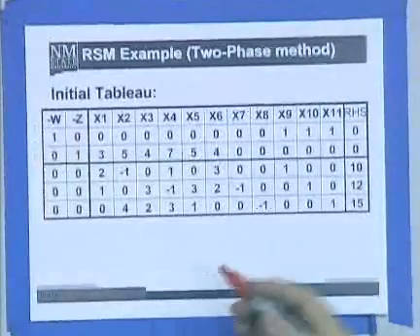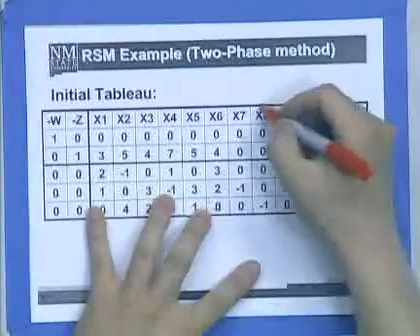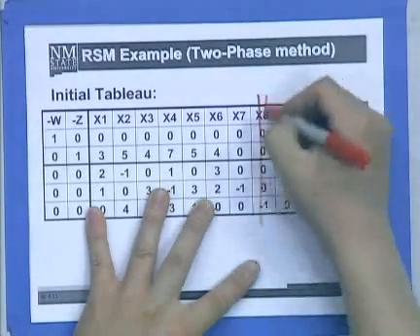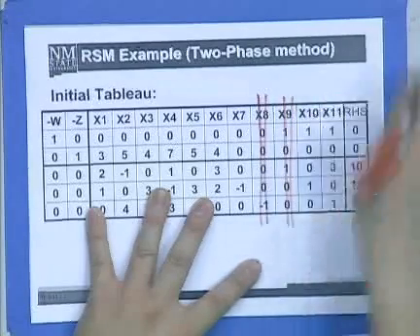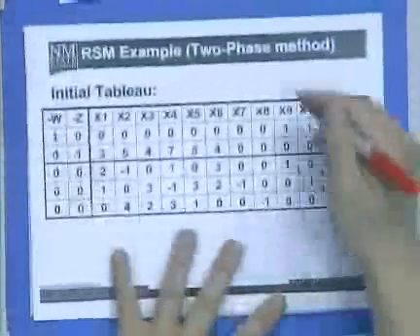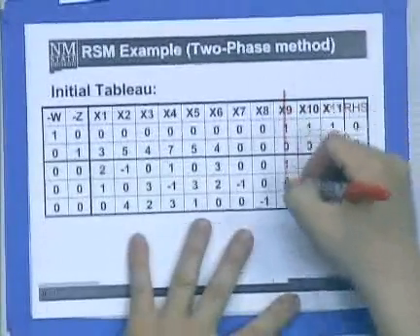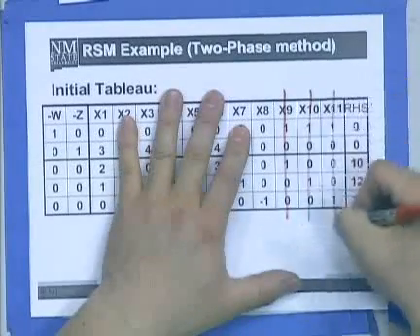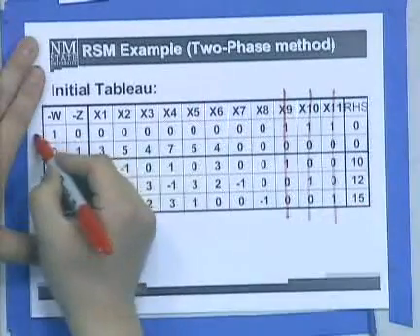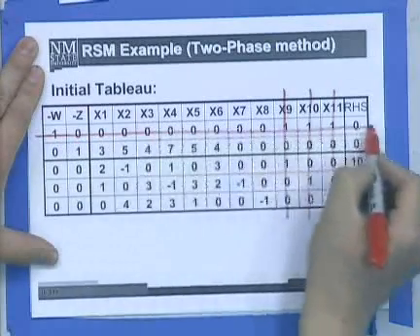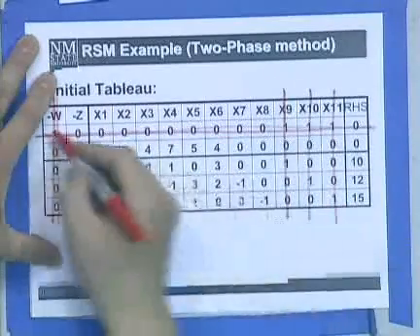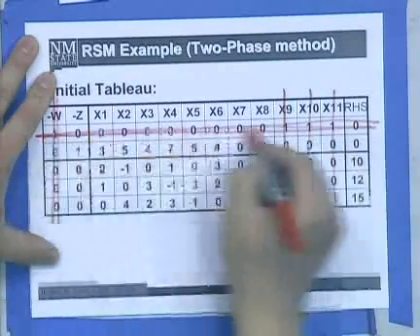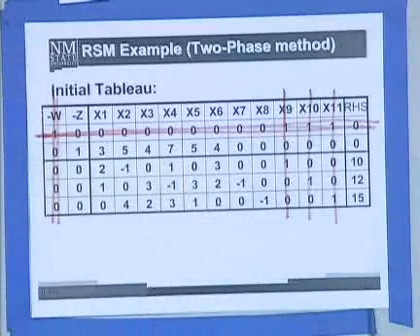In phase 2, of course, we can ignore all the columns. Oh, I'm sorry, x8 is not an artificial variable, right? We can ignore all the artificial variable columns and the phase 1 objective function row, right? Like this.